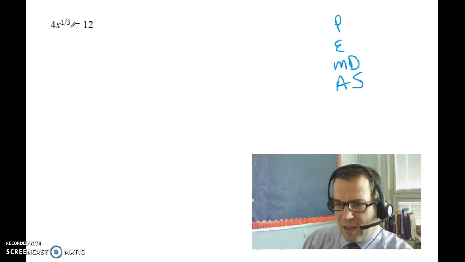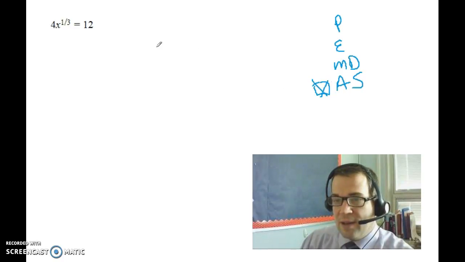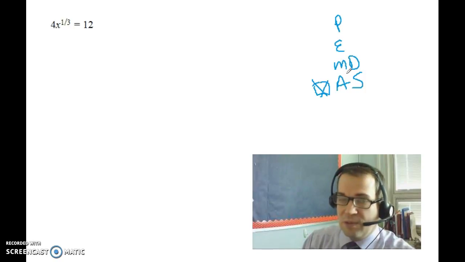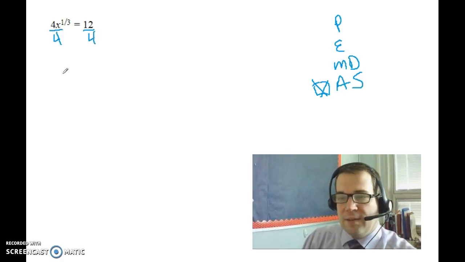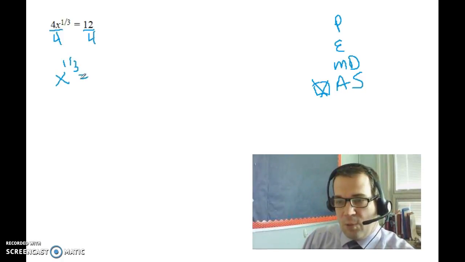I would look at this side of the equation and see that there's nothing to add or subtract at all, so get rid of that. But there is something to either multiply or divide, so that's what has to happen first. Before I worry about getting rid of this exponent, I'm going to have to divide both sides by that 4 to get x to the 1/3 equals 3.